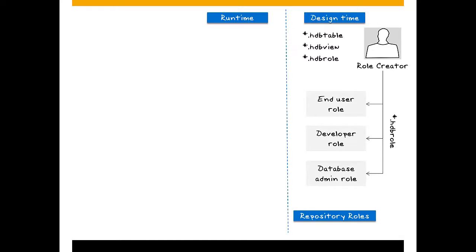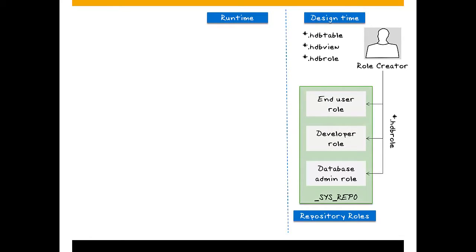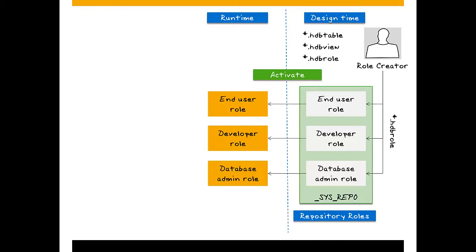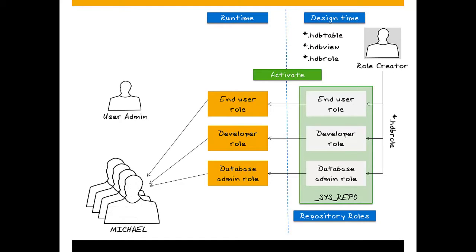An important point to remember here, although developers work in the repository logged in with their personal database users, all objects they create are owned by the technical user sysrepo. Once the developer activates roles in the repository, they become available in runtime. Here, the user administrator can grant them to users.